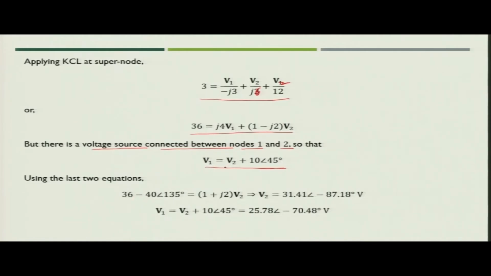So, what we can write is 40 angle 135 degree will be, when you put the value of V1 in this expression, V2 plus tan angle 45 degree multiplied by j4. When you simplify, you will get the expression V2 equal to 31.41 angle 87.18 degree volt. So, now using these two equations, you have simplified and found the value of V2. The same value of V2 you can put here and you can get the value of V1. So, using nodal analysis, you can easily find out the value of V1 and V2.